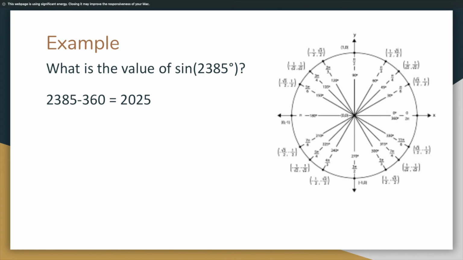If we subtract 360 once, we end up with 2,025. Not really making a difference. What we're going to have to do is subtract 360 5 more times. And what we're left with is 225 degrees, a degree that is on the unit circle. The sine value of 225 degrees is, if we look at the unit circle, or if we should have memorized, which is right here, negative rad 2 over 2. Therefore, the sine of 2,385 degrees is also negative rad 2 over 2.